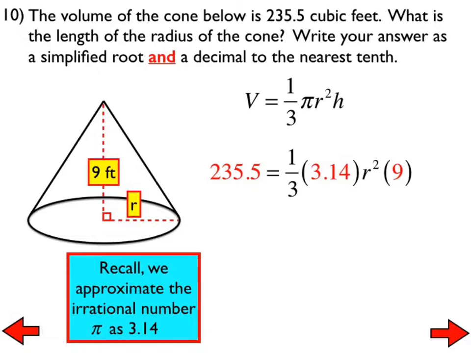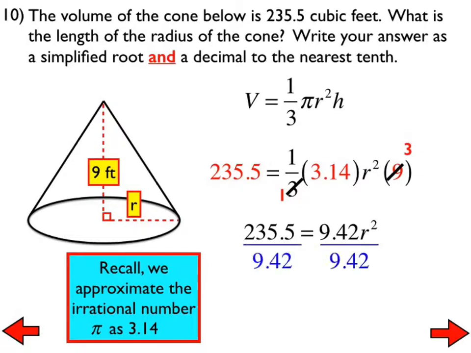So there are lots of things you could do. I already talked about the 1/3 and 9, or you could multiply both sides by 3 if you wanted to. But I'm going to go ahead and say 3 goes into 9 3 times, and 3 goes into 9 once right there. And then from there, I'm going to multiply the 3.14 times the 3 to simplify that side, which gives me this. And when I walked around, I saw that's what many of you did. Then we have to divide both sides by 9.42, and we get r squared equals 25.